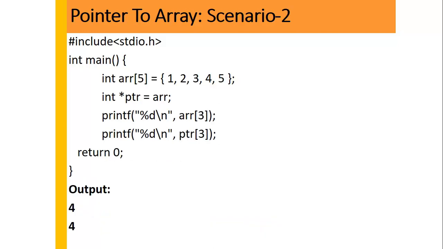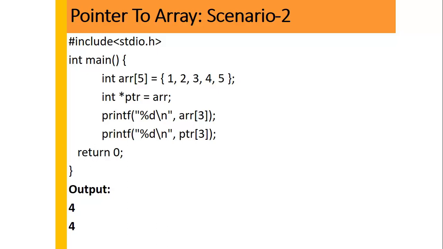Let's consider the next scenario. Let's move step by step. Now in this scenario, we have the same array as declared in the previous scenario. 1, 2, 3, 4, 5 are the values, and 5 continuous memory locations of type integer have been declared, and then we have a pointer called ptr, which is storing the address of the array, which in turn is the address of the first memory location of the array.